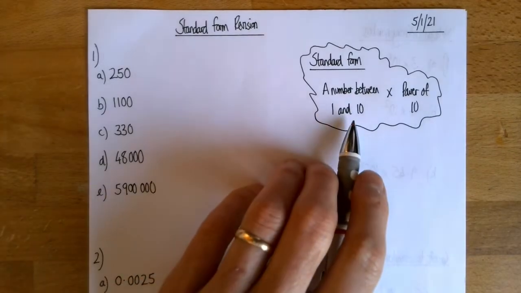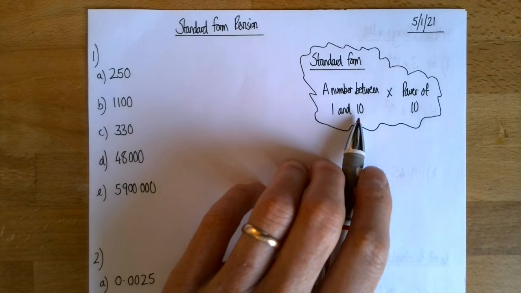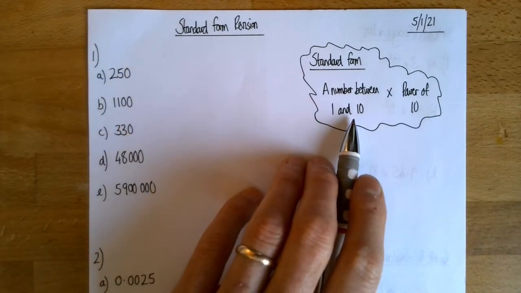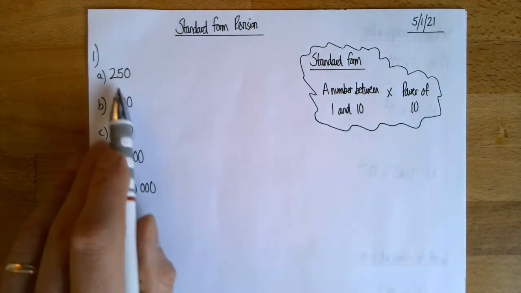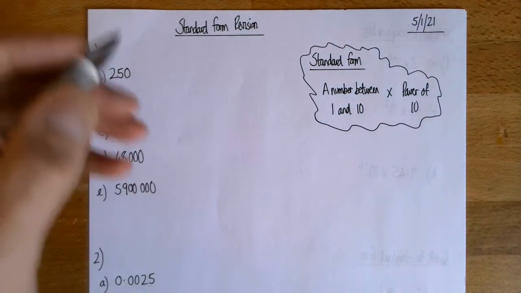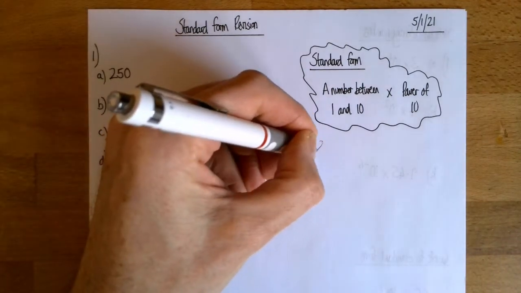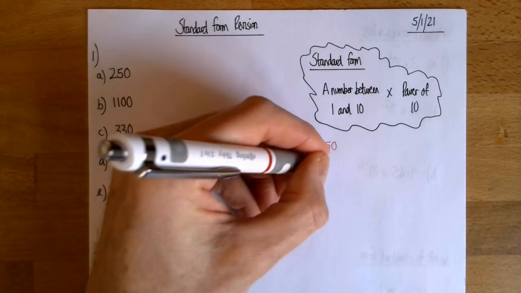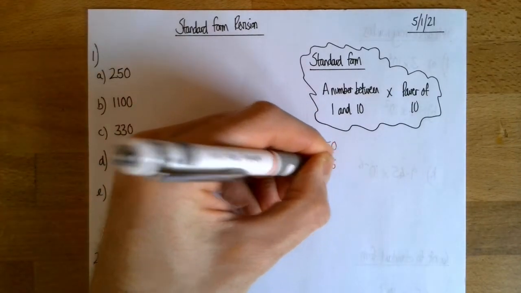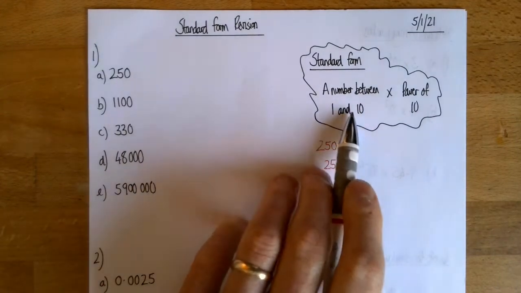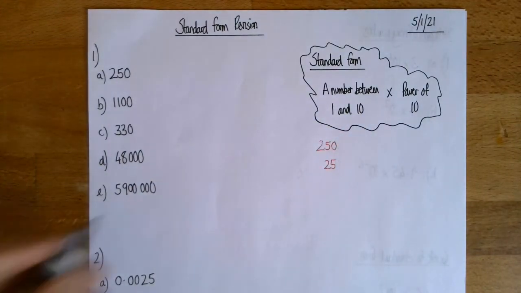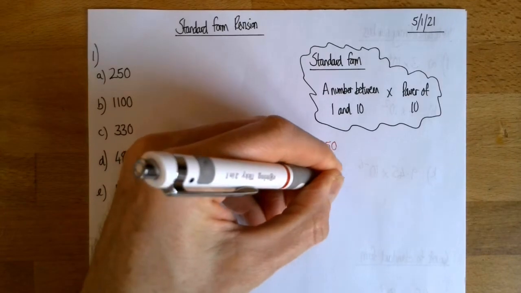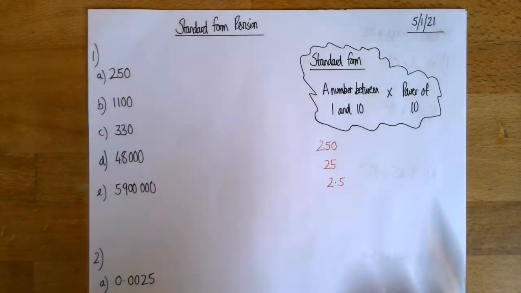So standard form takes a number and writes it as a number between 1 and 10 multiplied by a power of 10. So here's 250. I'm going to go through this the long way and then remind you of the quick way. If I divide 250 by 10, I get 25. That's not a number between 1 and 10. If I divide that by 10 again, I get 2.5, which is a number between 1 and 10.